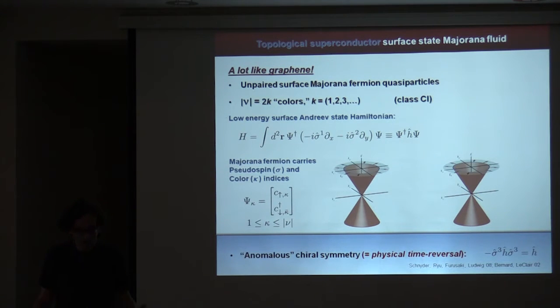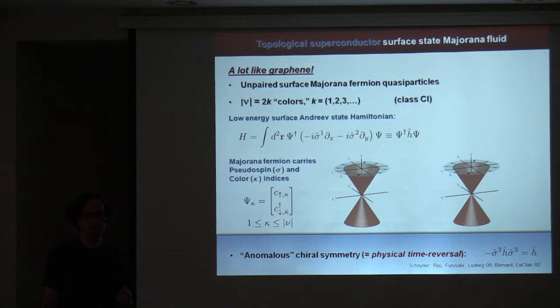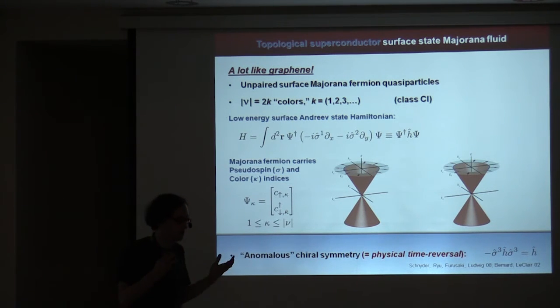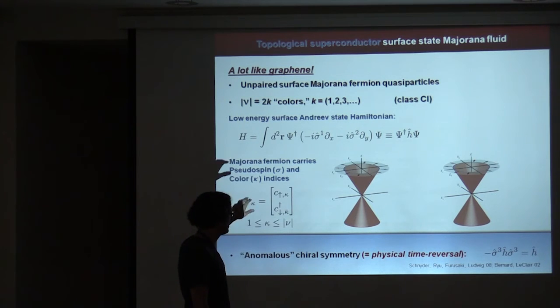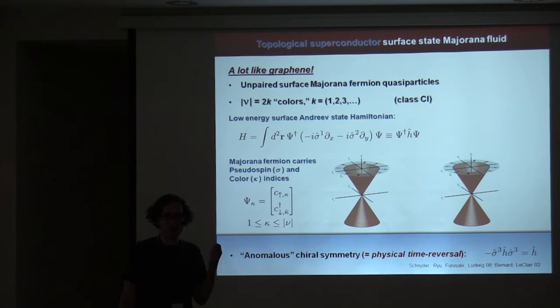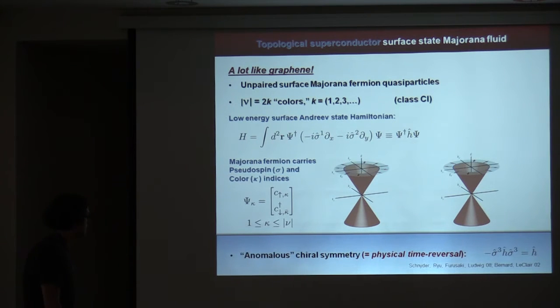And my argument is that these particular types of Dirac fluids are very special because of the way time reversal is implemented. Because remember I said the hallmark of a topological phase is that you have topology in the bulk and some local anomalous symmetry on the surface. So for the surface fluid of a topological superconductor, that translates to an anomalous form of time reversal symmetry. And that's where all the interesting physics comes from.